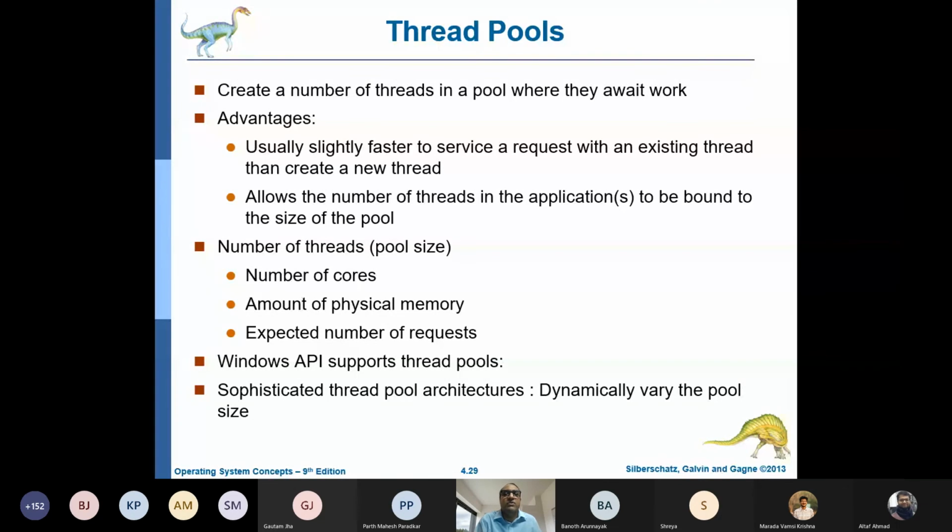This is basically used to reduce the time for creation of threads for certain applications, and it also takes care of keeping the number of threads manageable. Otherwise, if there is no limit and threads keep on being created, the resources will be exhausted, and it negatively affects the overall performance of the system. So this is about thread pools.